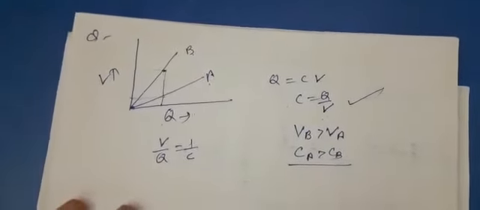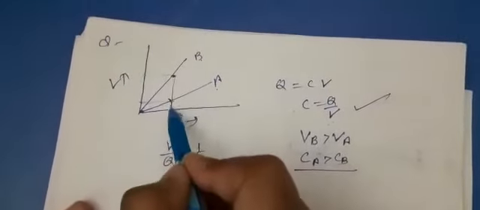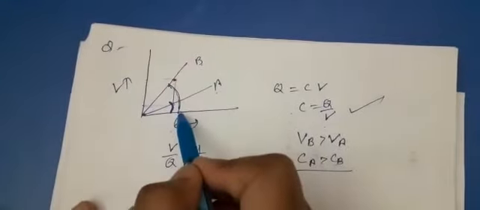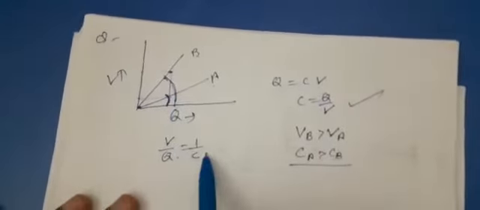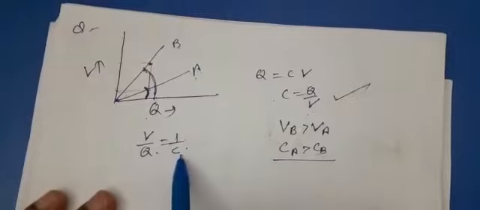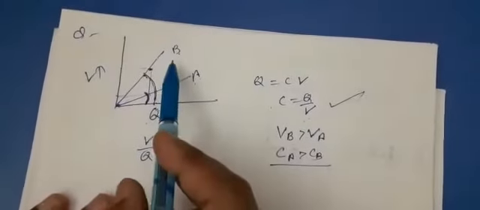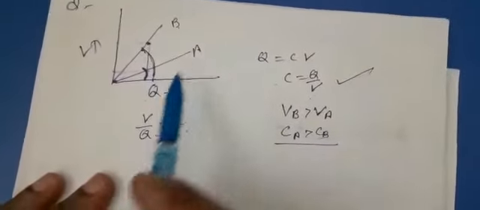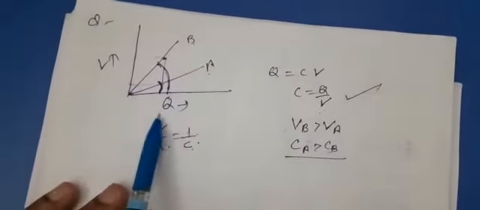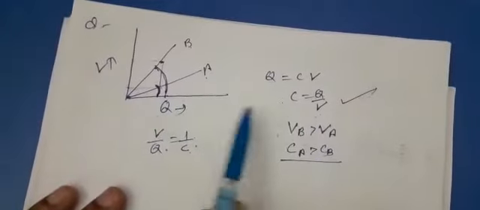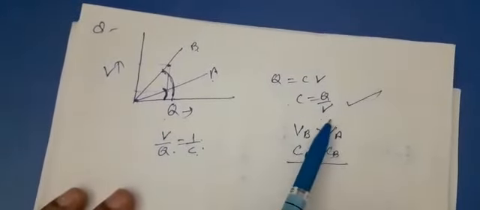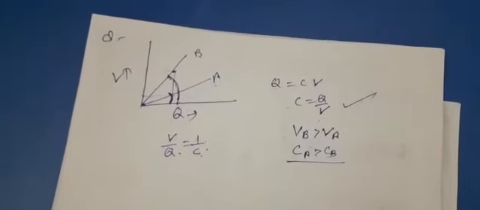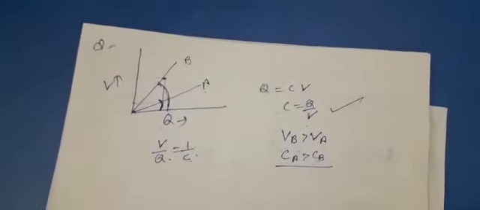Or in another way you can say that the slope of A is less and slope of B is more. Slope of B is more. It means here 1 by C, reciprocal of capacitance, will be more for B. That means capacitance of A will be more. So either you use the concept of slopes or directly use the result that for a given charge, potential is inversely proportional to capacitance. So from this graph, you can easily find which will have more capacitance.